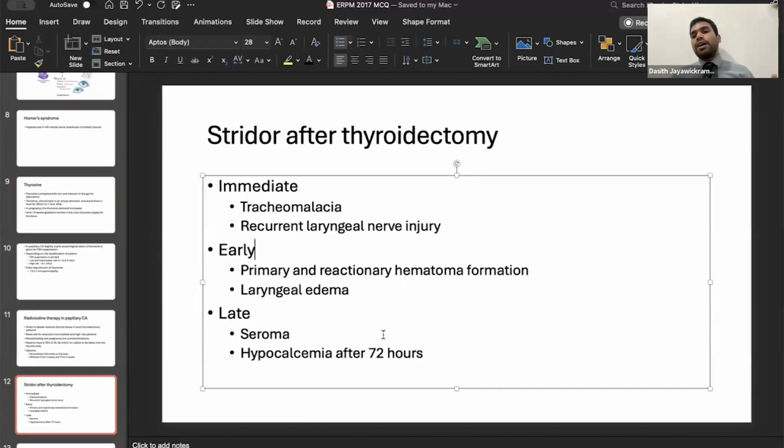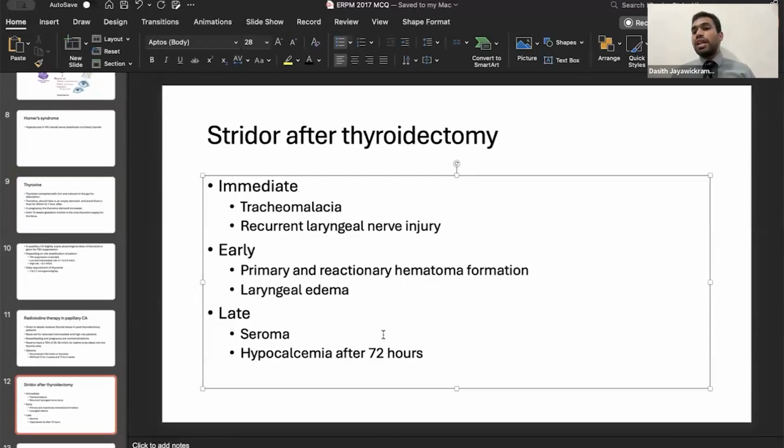And late is when there's developing of seroma, and when there are features of hypocalcemia. So you know the parathyroid glands are situated in the posterior aspect of the thyroid gland. So when you take the thyroid gland off, sometimes they are easy to mislead with fat globules, because they almost look like fat globules. So if you take the thyroid, it will take around 72 hours to manifest. And with this hypocalcemia, the laryngeal muscles will go into spasm. So again, it can cause stridor.